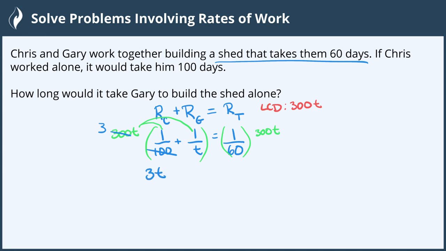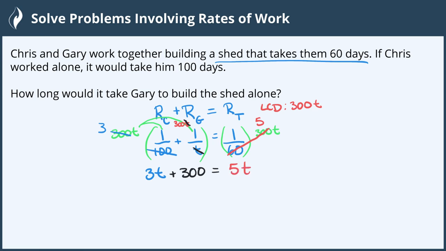And then using the distributive, we have 300T times the second term. The T's will cancel, and we're left with plus 300. On the right side, we have 300 divided by 60, which gives us 5. 5 times T times 1 is 5T.